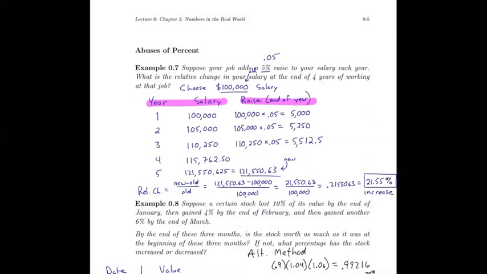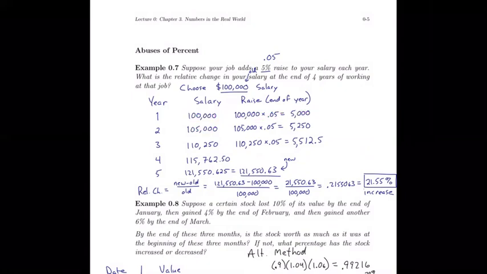So year 1, we're paid $100,000. At the end of that year, we're going to get a 5% raise. So $100,000 times 0.05, converting 5% to 0.05 as a decimal, as we always should. And that's going to be a $5,000 raise. We add that $5,000 to $100,000, we have $105,000. So that's our salary for year 2.